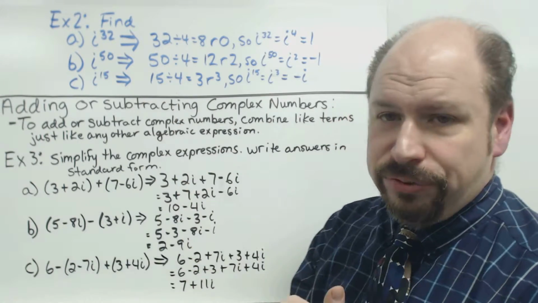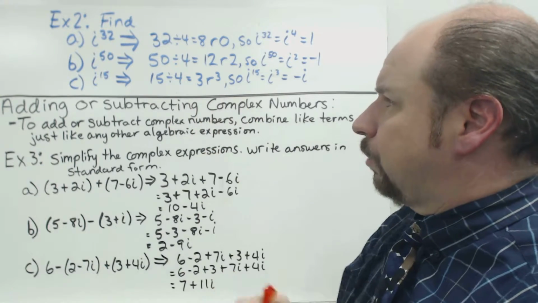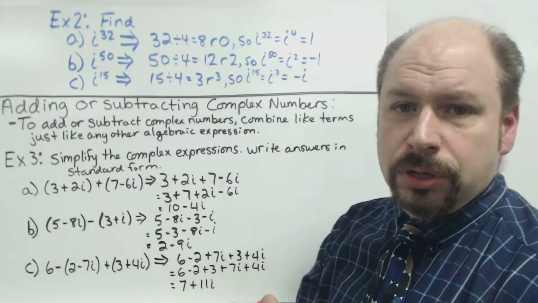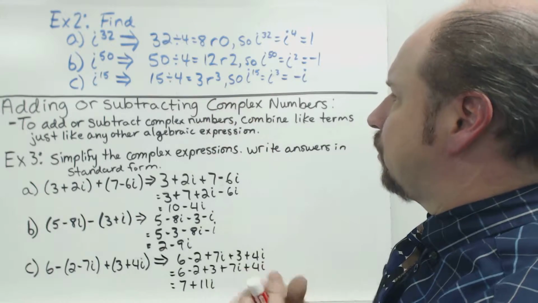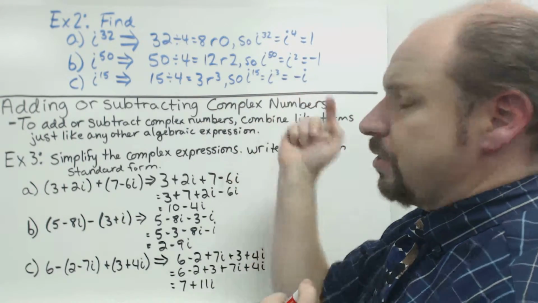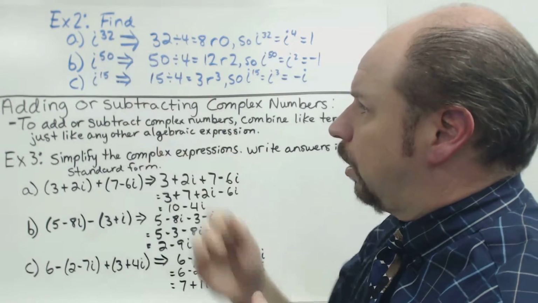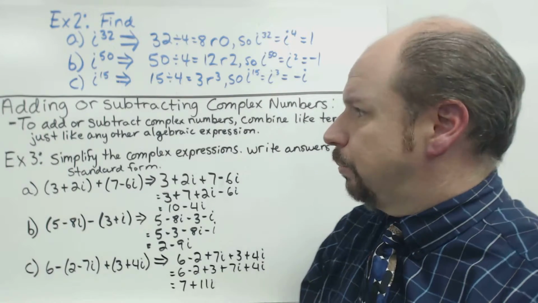Okay, last one, i to the 15th. Take 15 divided by 4. That is 3 with a remainder of 3. 3 times 4 is 12. 12 plus 3 would be 15. So that remainder is 3. So i to the 15th is the same as i cubed, which is just -i. Okay, so hopefully that helps you to break those down smaller if you need to.